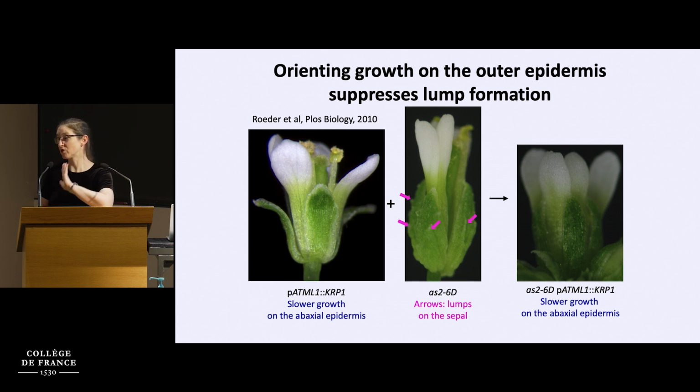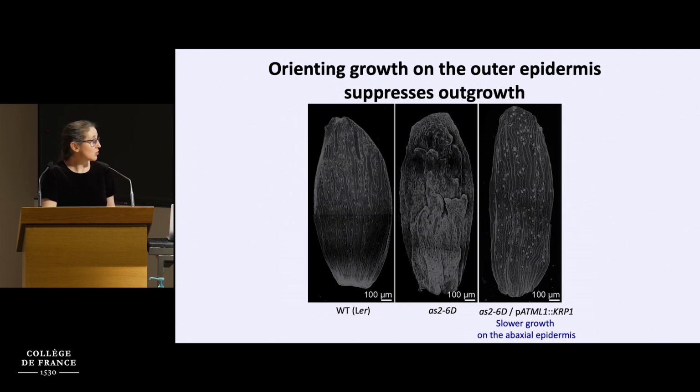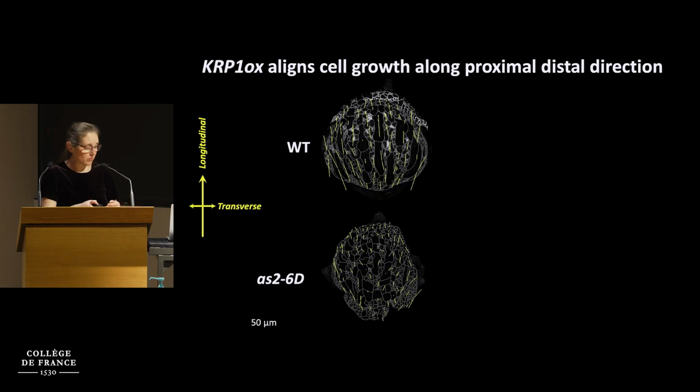So we were so happy when we saw this. We're like, oh, okay, it really is the problem in the growth growing too wide. Let me show you that again here. So wild type is smooth. AS2-6D, we've got all these lumps and folds and outgrowths. And when we put in these giant cells that make it grow up, it's still a tad bit folded, but it's really, really rescued. It's much, much more smooth. And so that is telling us that it's this growth in the wrong direction.